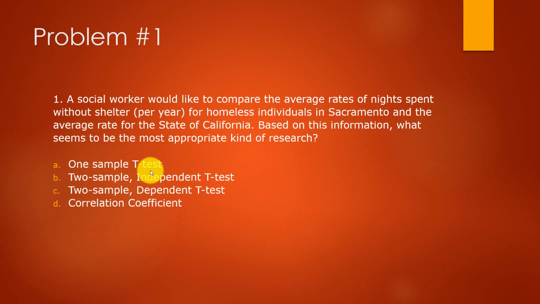And the reason I know this is from the language. First of all, I know it's a t-test because it's comparing the average rates. And we are comparing the average rates of individuals. We're talking about nights spent without shelter in Sacramento versus the average rate for the state of California. And since Sacramento would be a sample from California, we're talking about a sample from Sacramento from the state of California. So here's your population and here's your sample. So anytime you're taking a sample from a greater population and comparing the averages of both to each other, you are participating in a one sample t-test.